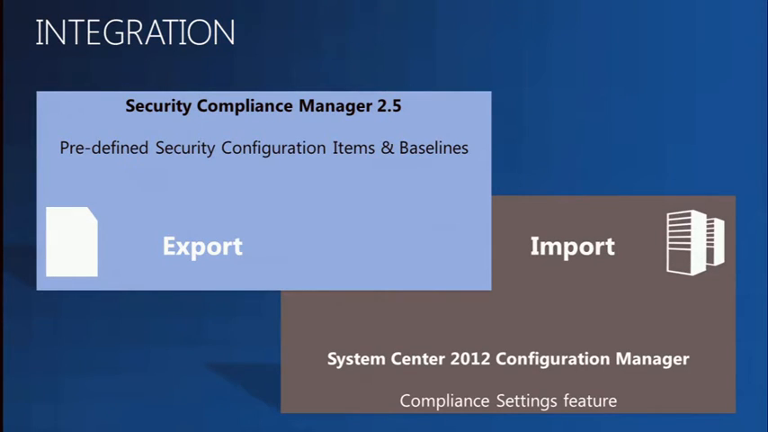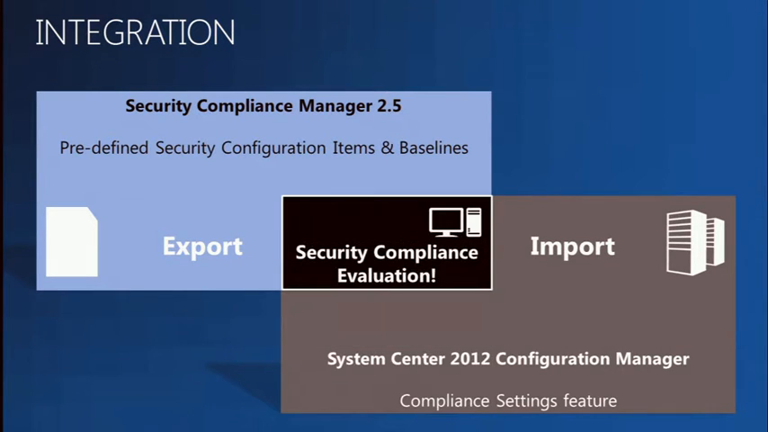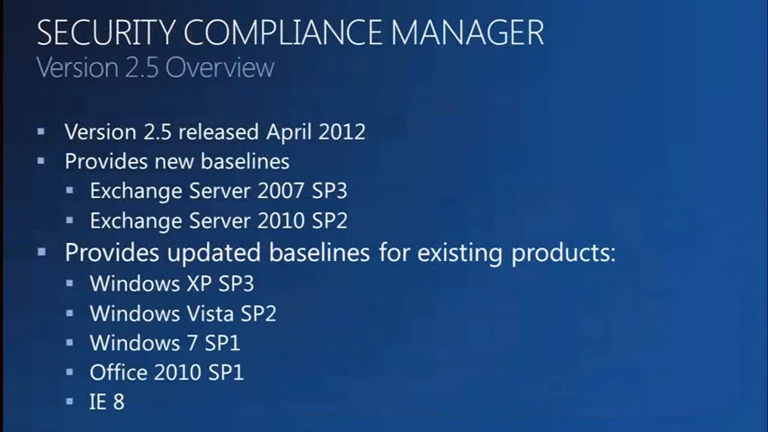Once we get the export from Security Compliance Manager, we're going to go into Configuration Manager today, import these settings, and deploy them to the system. Once it's imported, we're going to deploy it and then evaluate the rules, because there are two options in Configuration Manager. We can monitor the baselines or the compliance, and we can also remediate some of these non-compliant machines. We're going to take a look at some of those today.